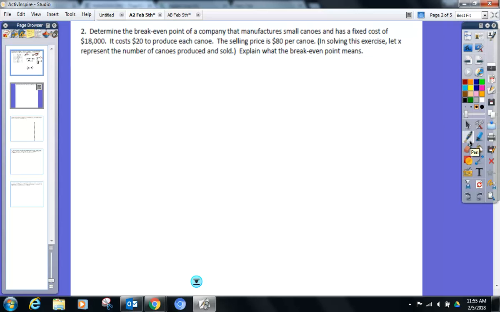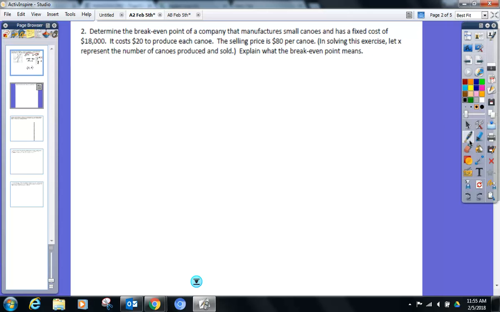All right, explain what just went down. Fixed cost, $18,000. So no matter how many canoes they sell, they got to pay $18,000. $20 a canoe to produce, but they're going to sell them for $80. How many canoes must they sell to break even?